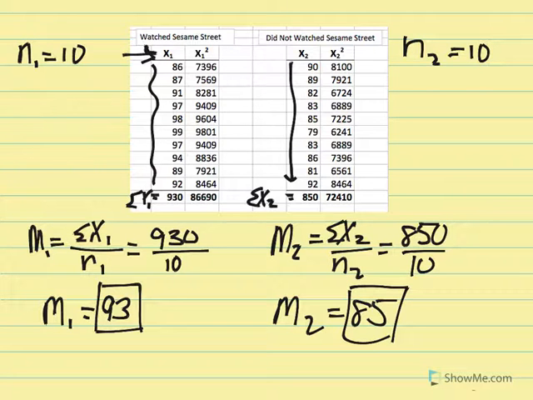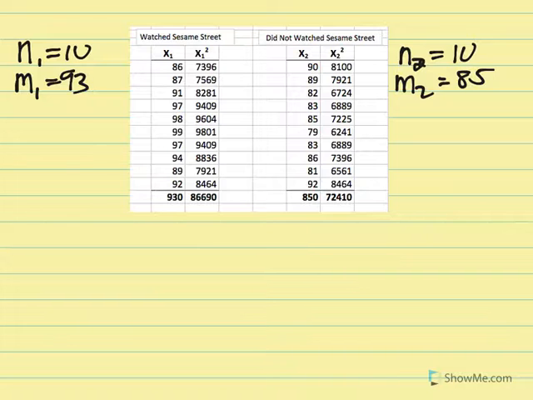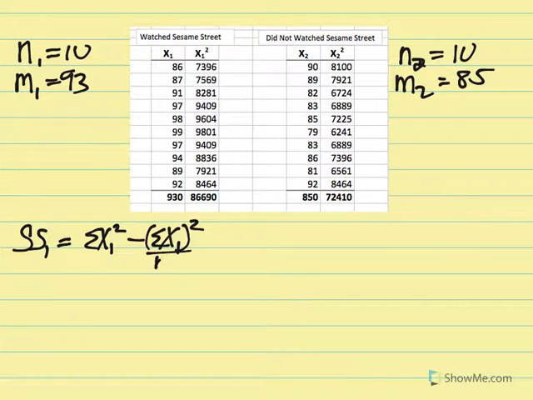Next, we're going to calculate the sum of square deviations for both distributions using the computational formula, simply because it's faster, saves us some time. So our equation is the sum of x squared minus the sum of x, squared, over n. And we're going to replace variables for our first distribution.